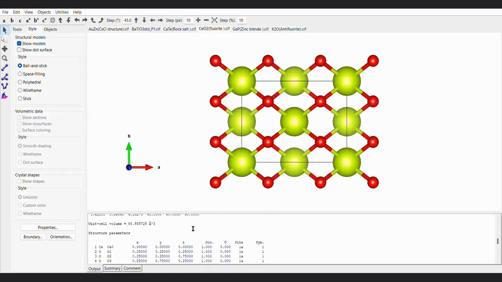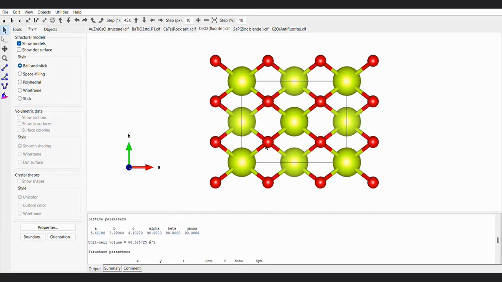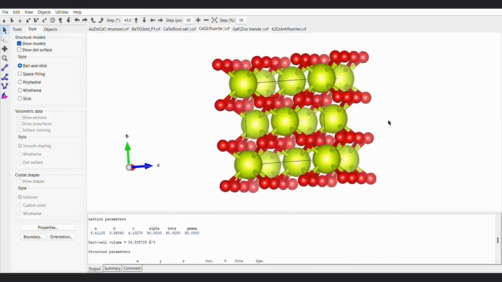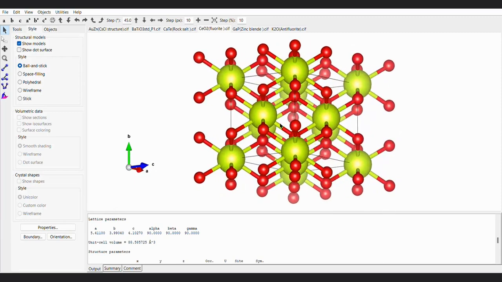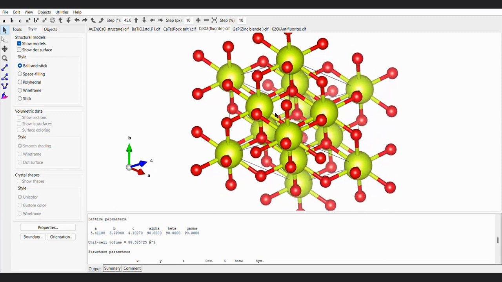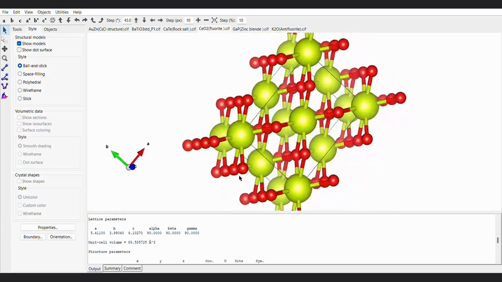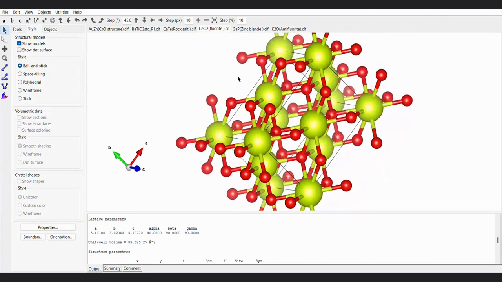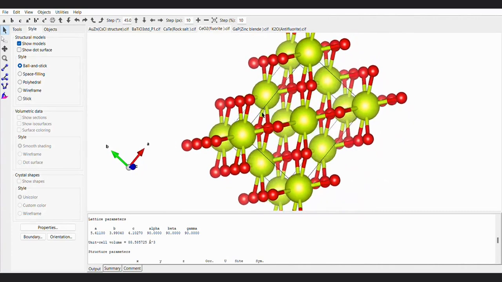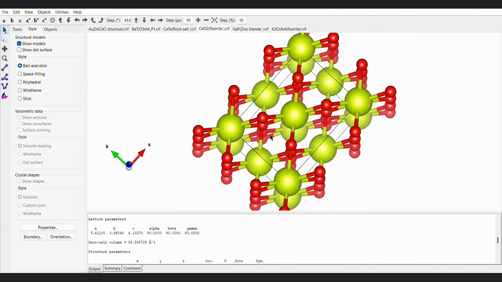For CeO2, we see a face-centered cubic unit cell with cerium atoms forming the cubic lattice. As we can see here, these are the cerium atoms, and the oxygen atoms occupy tetrahedral interstitial sites, here and outside as well. This would be a part of another unit cell if formed here. These would be a part of another unit cell if formed here. This would be a part of a unit cell which can be found here, etc.